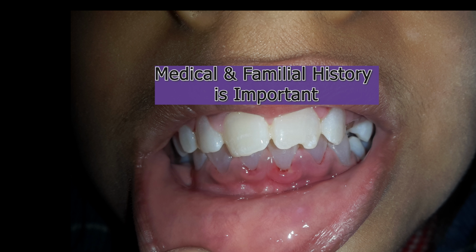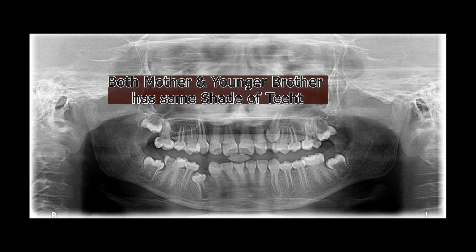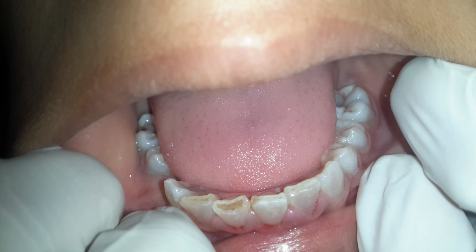Nothing was reported by the parent, and we also asked about the detailed family history. The parent told us that the young sibling also has this kind of teeth, and the mother also has the same color of teeth.